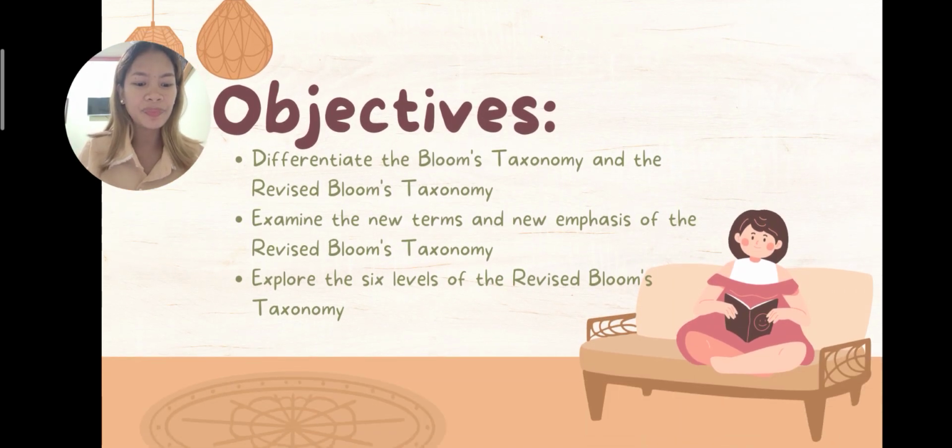Before that, let us be guided by the following learning objectives. First is to differentiate the original Bloom's taxonomy and the revised Bloom's taxonomy, so we will tackle what changes were made when it was revised. Second is to examine the new terms and new emphasis of the revised Bloom's taxonomy. And lastly, to explore the six levels or the hierarchy of the revised Bloom's taxonomy, with sample verbs, potential activities, and possible outputs or outcomes in each level.